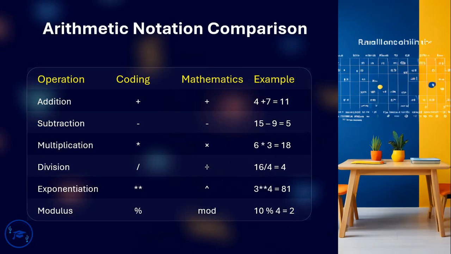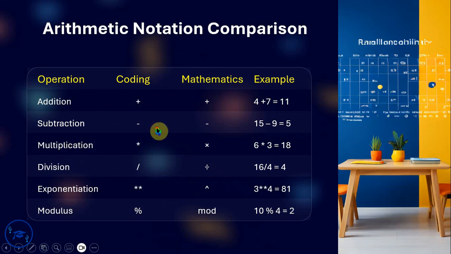Great. And before we go into our demonstration, let's quickly look at how mathematics and coding differ in the way they show their arithmetic notations. For addition, we use plus in maths. For coding, it is the same plus sign, so we have nothing to lose. Subtraction uses the same symbol. Here is where the changes come.